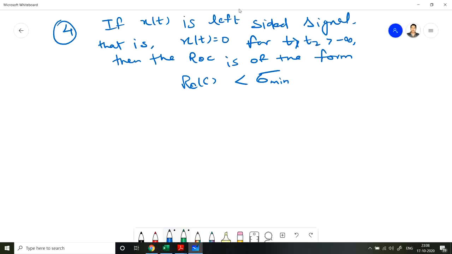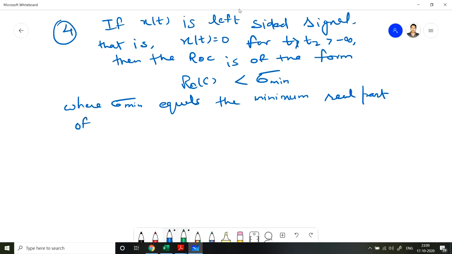So what is sigma minimum? Where sigma minimum equals the minimum real part of any of the poles of X(s).